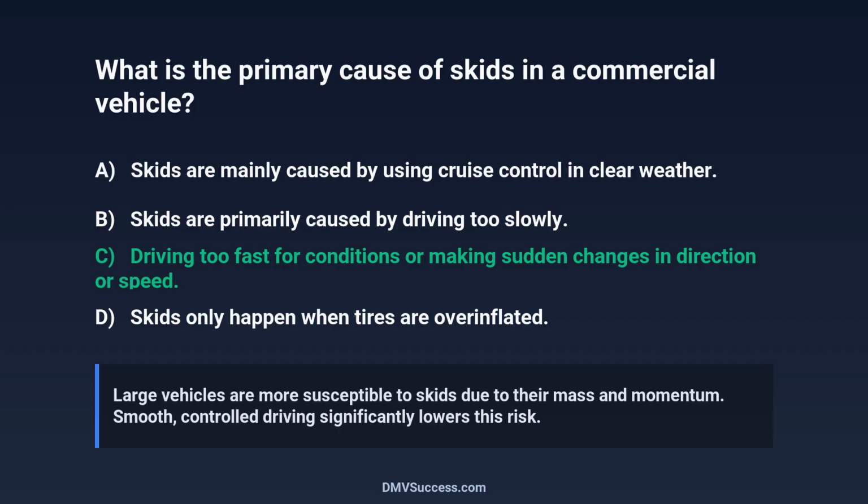The correct answer is C. Driving too fast for conditions or making sudden changes in direction or speed. Large vehicles are more susceptible to skids due to their mass and momentum. Smooth, controlled driving significantly lowers this risk.